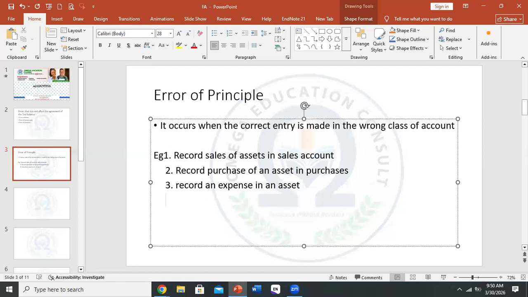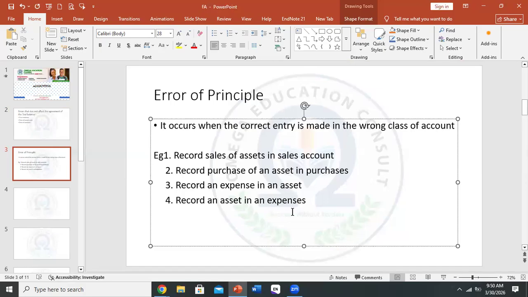Then 4, when you record an asset in an expense account. So these two may come in the form of, for example, we paid rent of a building. Then instead of opening the rent account, which is an expense, we opened the building account and we debited it with the rent, which is technically wrong because rent is an expense. It's supposed to be in the rent expense account, not the building account. So these are the 4 main categories of error of principle you may come across. So take note of them.